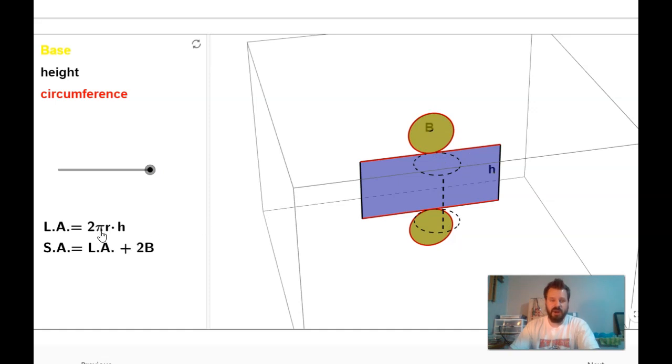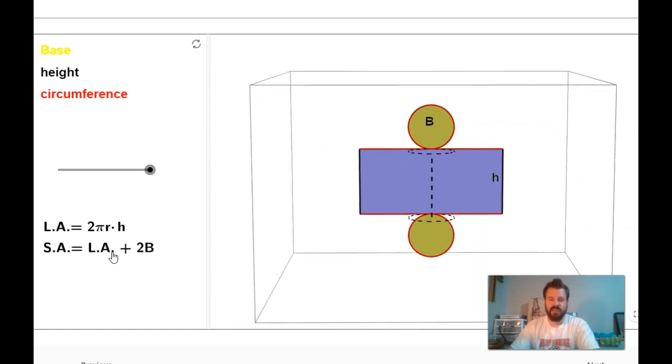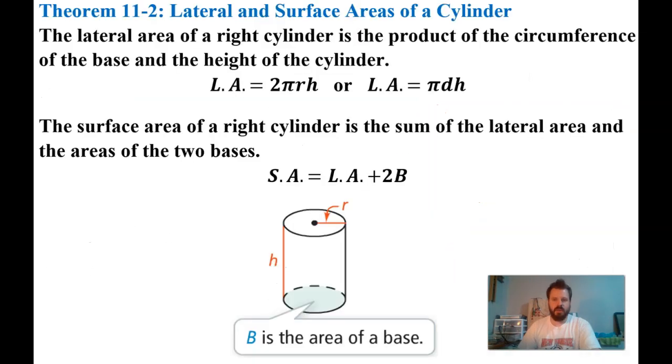So that's where the 2 pi r times h is coming from. Circumference of a circle, times the height of the prism, or the cylinder. And then we also have the two circles. So we could say LA plus 2b will give us the surface area. All right, and those are our formulas. 2 times pi times r times h, so circumference times height for the lateral area, or pi times d is another way we get circumference times the height. And then the surface area would just be LA plus 2b. I suppose for the b, we could say pi r squared here for the area of a circle.